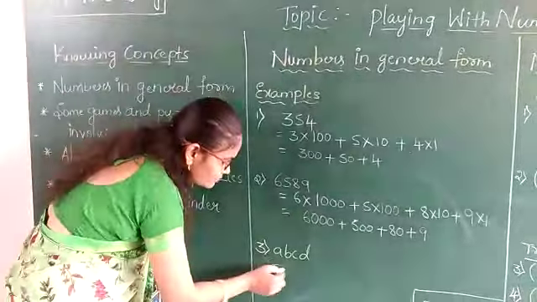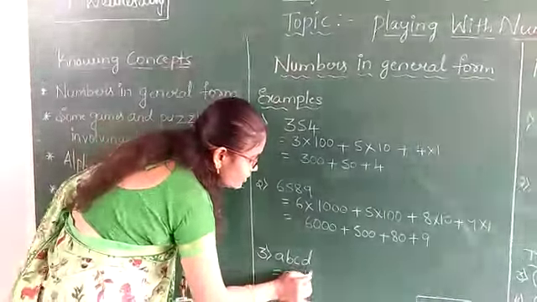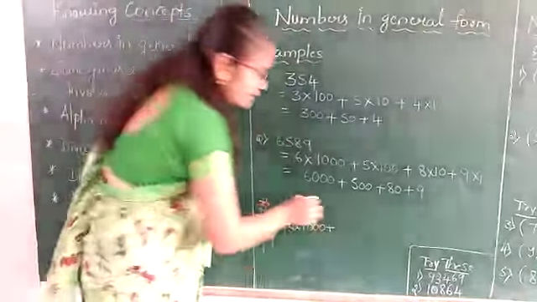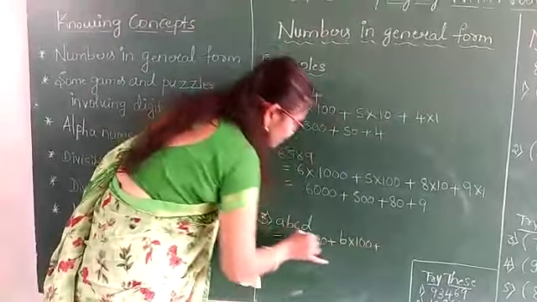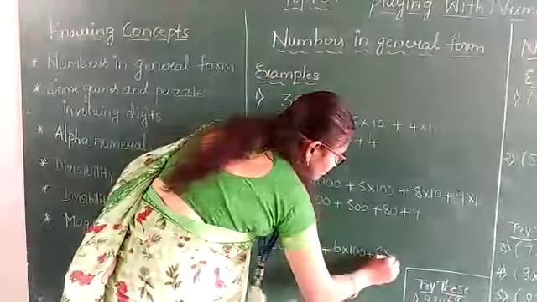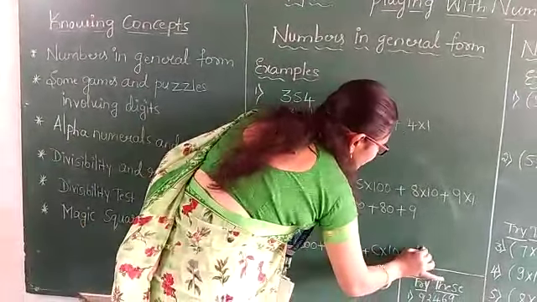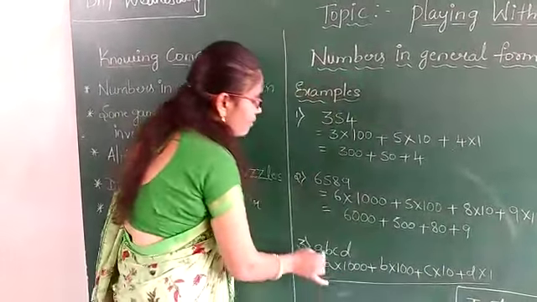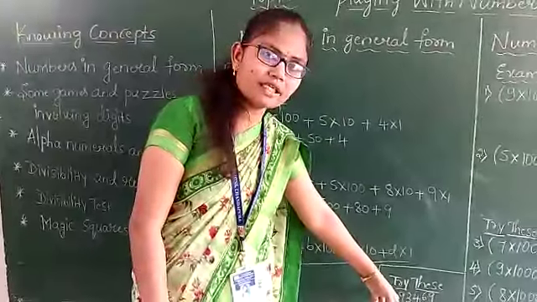In the same manner, A is in the 1000s place, so we have to write A into 1000 plus B. B is in the 100s place, so we have to write B into 100. Next, C is in which place? C is in the tens place, so you have to write C into 10 plus D. D is in the ones place, so you have to write D into 1. So this is the general form of what? A, B, C, D.